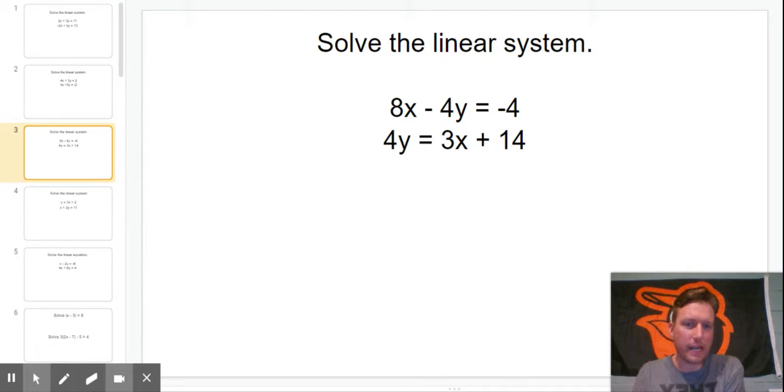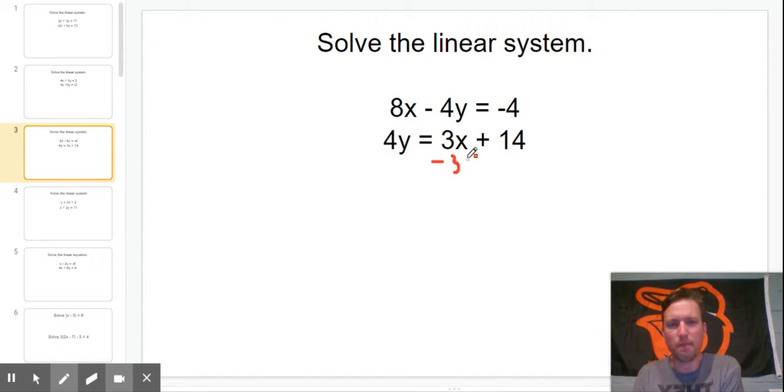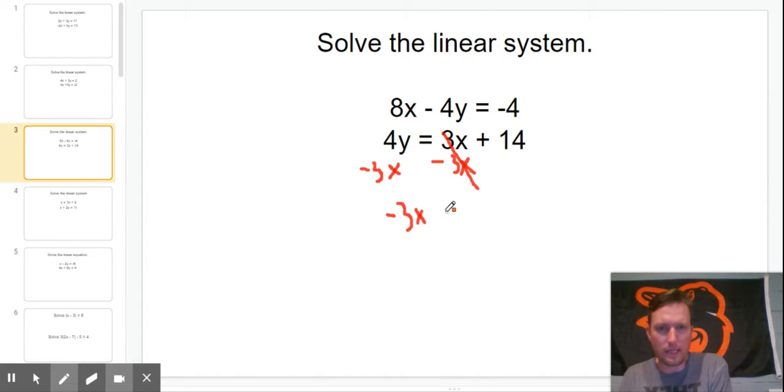I'm going to rearrange my second equation so that it would mimic or copy that. In order to do that, all I would have to do is subtract my 3x from both sides. I subtract 3x from this side. Whatever I do to the one, I have to do to the other, and I will rewrite my equation as negative 3x, and then I have plus 4y, and that is going to equal 14.